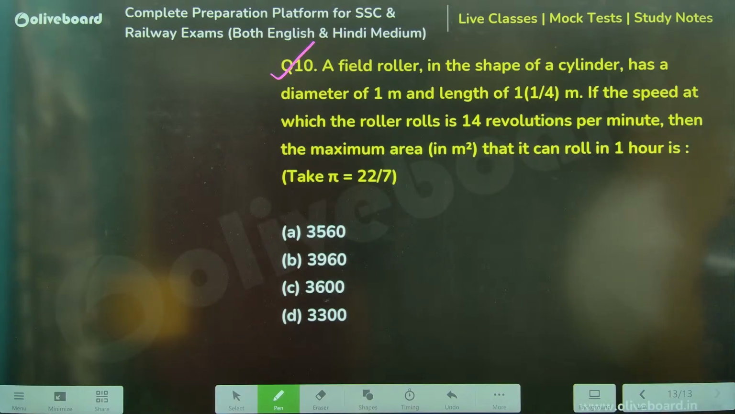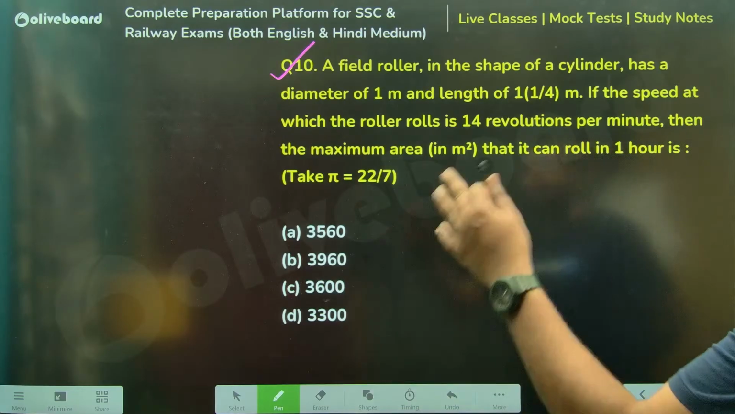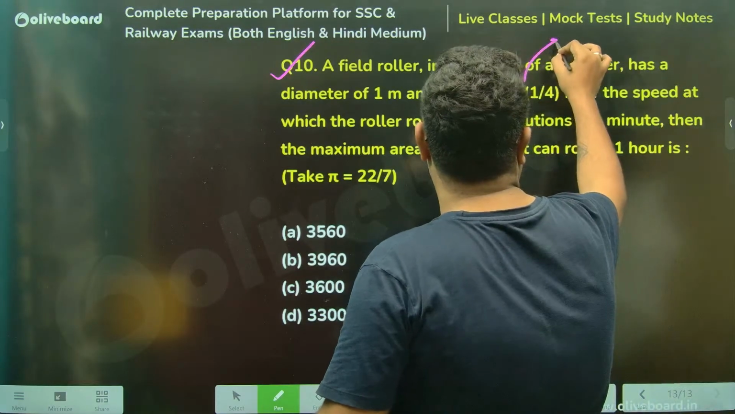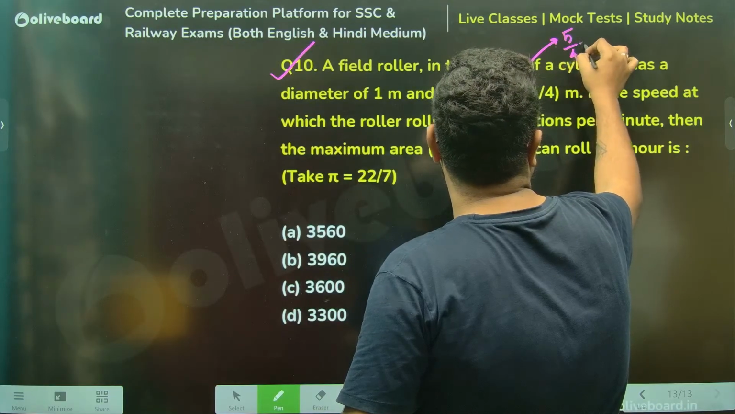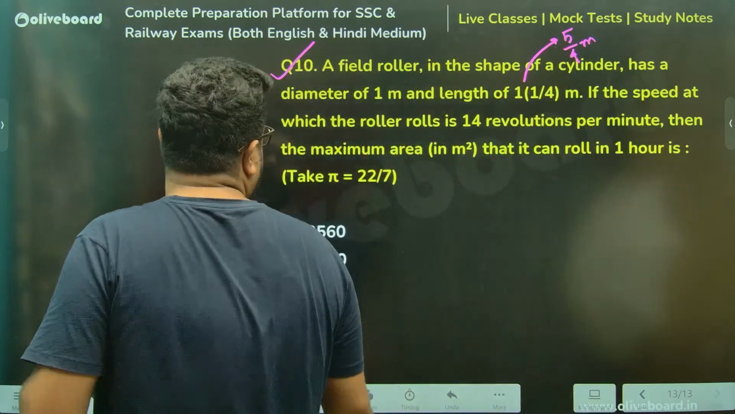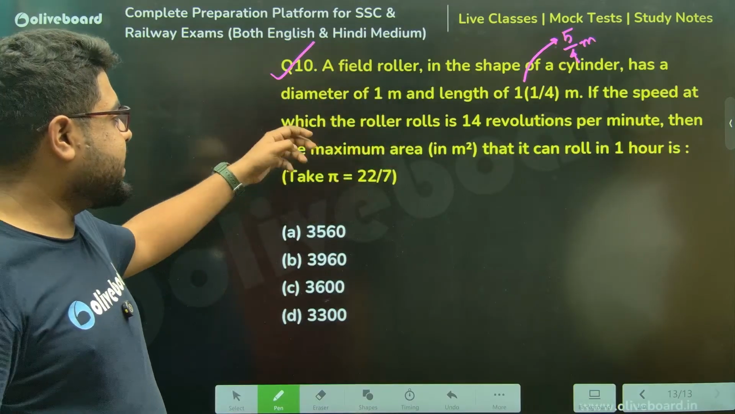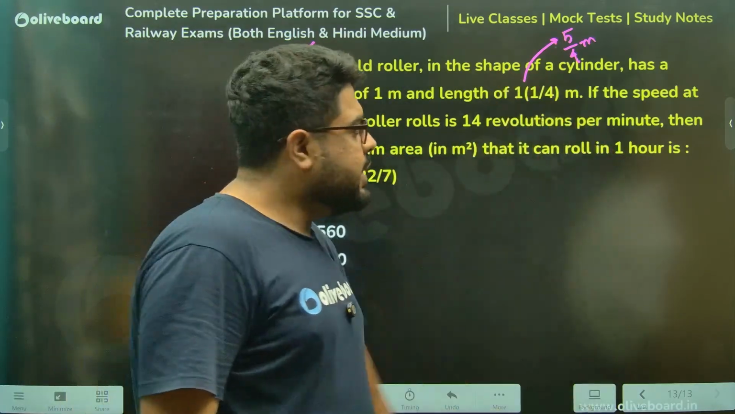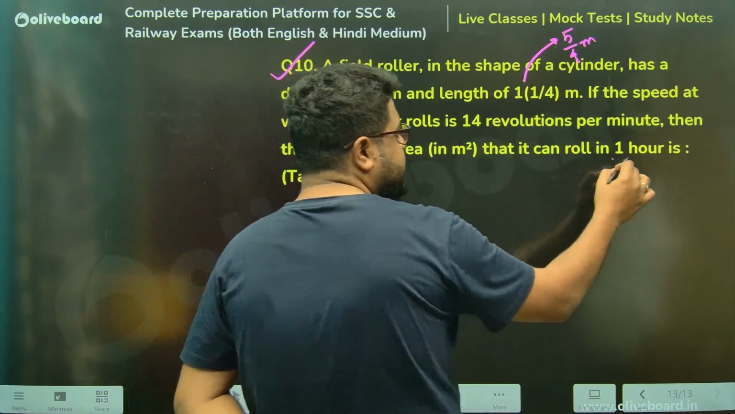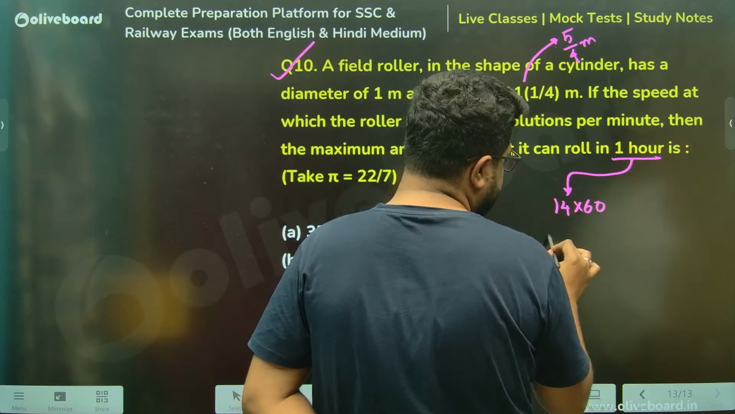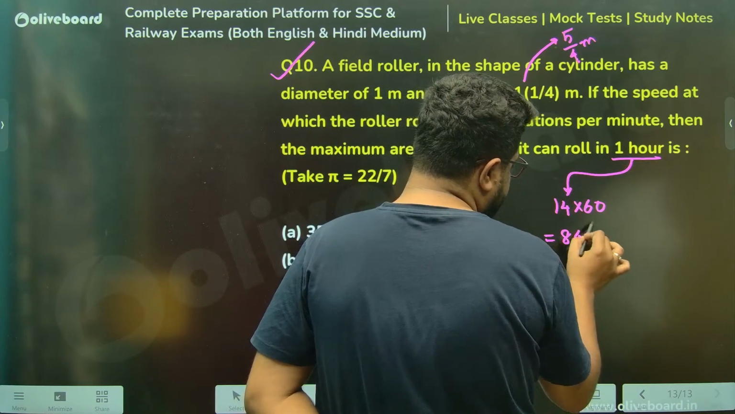A field roller in the shape of a cylinder has a diameter of 1 meter and length 1 whole 1 by 4, that is 5 by 4 meters. Let's take this as 5 by 4 meters. If the roller rolls at 14 revolutions per minute, find the maximum area covered in 1 hour. How many revolutions in 1 hour? 14 revolutions into 60 minutes, that is 840 revolutions.